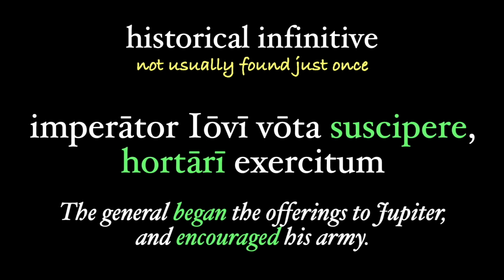There are a couple of peculiarities with the historical infinitive. First, it's not usually found just once by itself, so my examples above aren't necessarily complete. And we see in Plautus, Imperator Jovi vota suscipere hortari exercitum. The general began the offerings to Jupiter and encouraged his army. Imperator is our nominative subject with the historical infinitives suscipere and the deponent hortari.